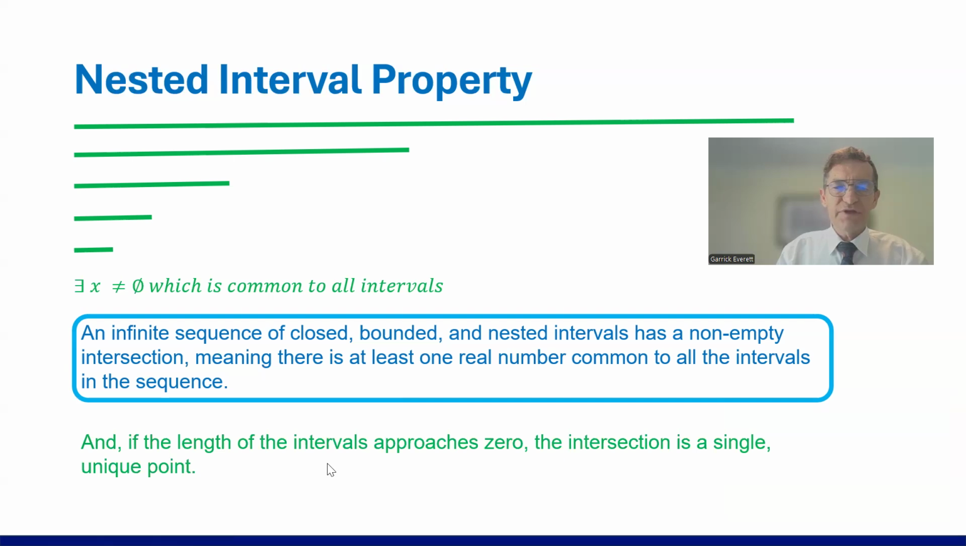And if the length of the intervals approaches 0, then the intersection is a single unique point. There'll be one single point. And that's very important.